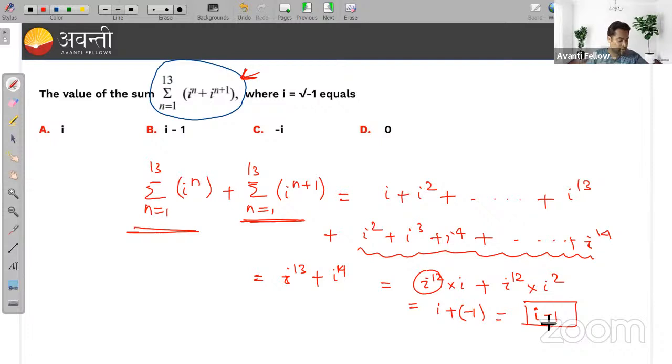Is that clear to all, guys? Is that clear? Simple? Clear? Just respond in the chat box. Everyone clear about it or not? Clear? Shall I move to the next one? Okay.